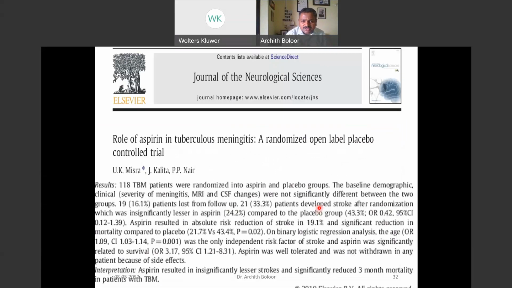So we have a large number of studies that have been done. And the only problem is how long to continue because these are young patients. For tuberculous meningitis, you can start them on aspirin. You have to continue it for lifetime. So the side effects of aspirin would mount later.